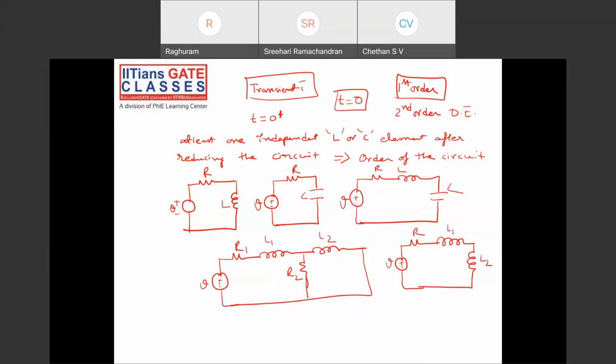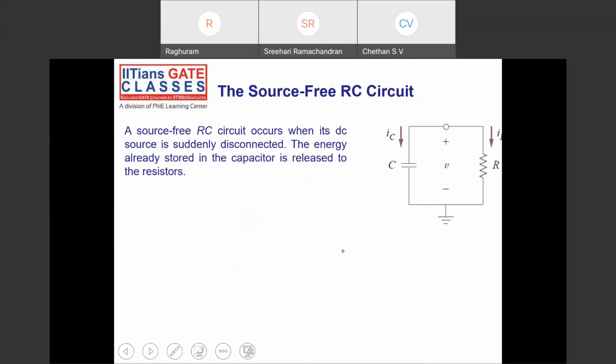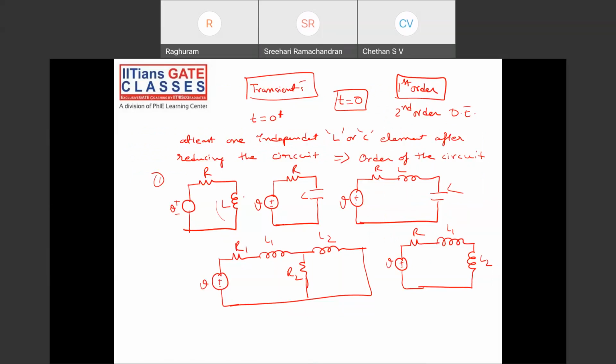Okay, now comment on the order of the circuit. The first one: tell me, what is the order of the circuit? It's an RL series circuit. So order one means there is only one L or C element. L or C elements are the energy storing elements. Only one energy storing element, so this is a first order circuit.